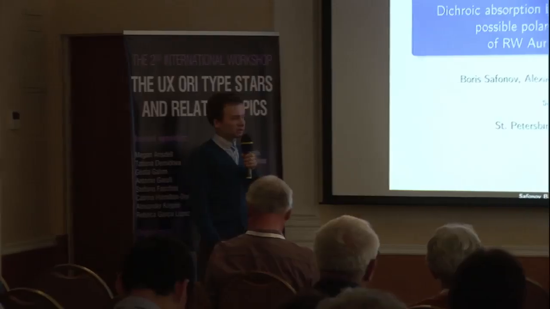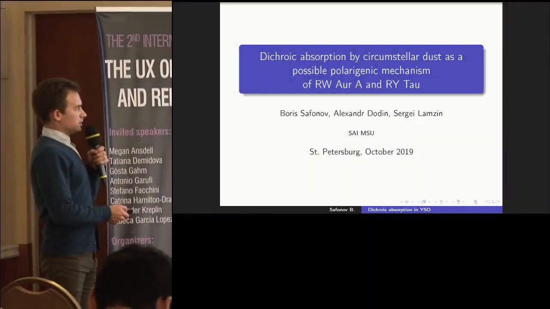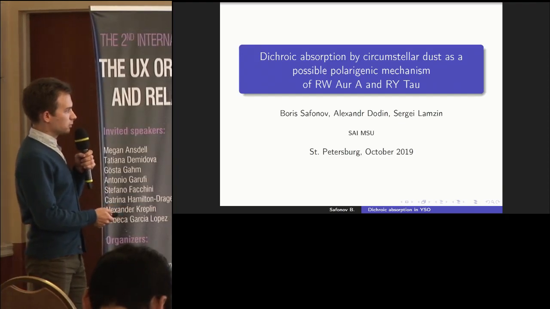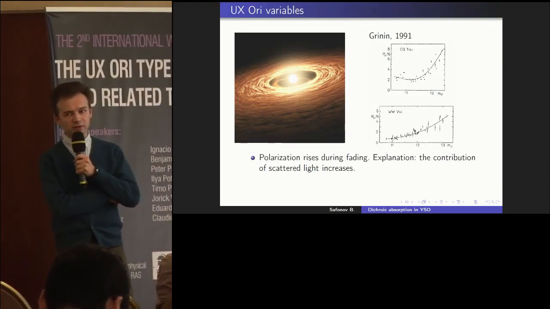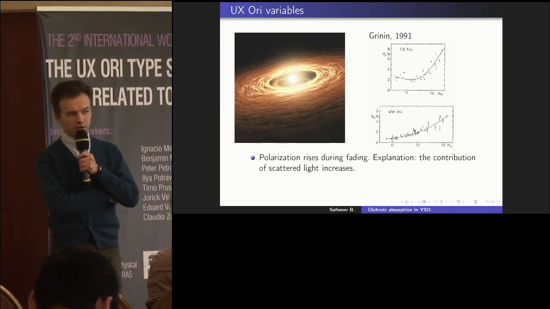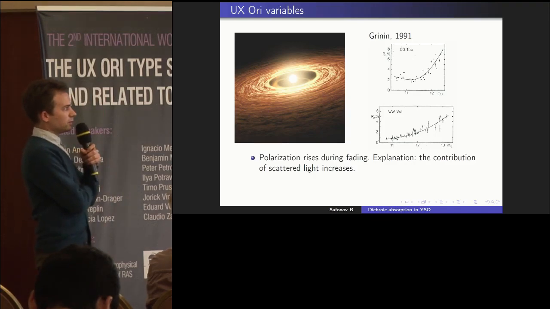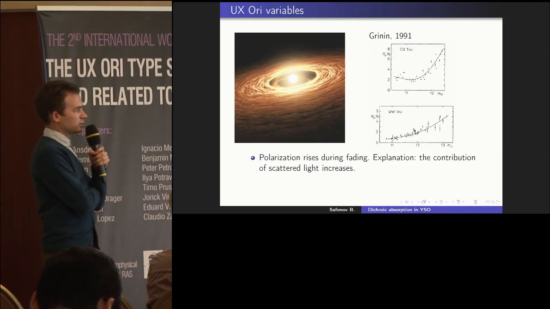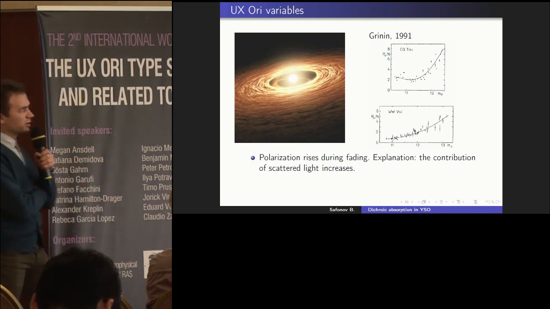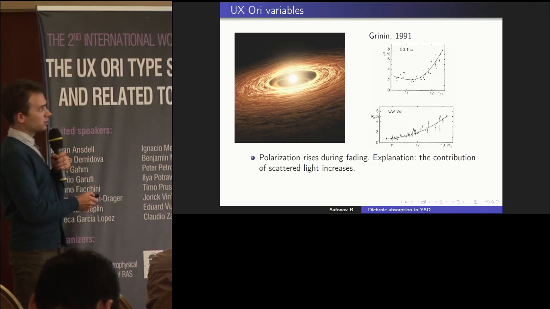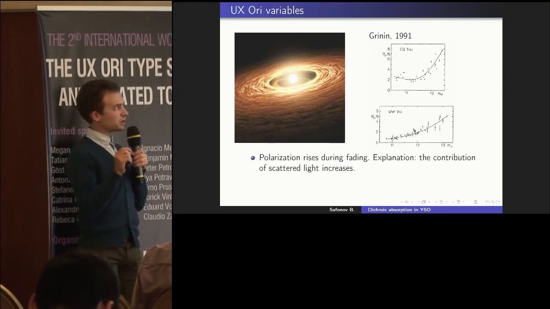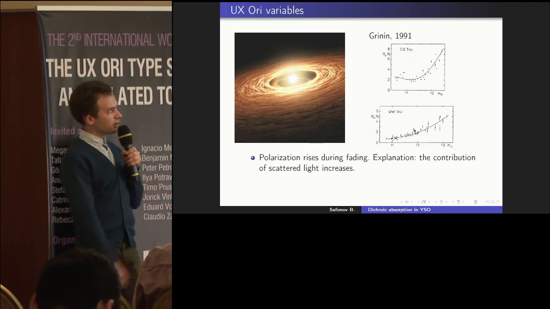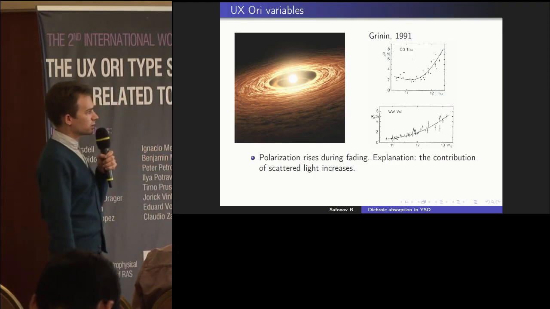Okay, hello. I will continue to speak on RW Auriga A, but some general words before. We know that the increase of polarization during fading is a characteristic feature of UX Ori variables. This happens because the scattered and polarized radiation of circumstellar matter, its contribution increases while the unpolarized flux from the star decreases due to obscuration by a local dust cloud.